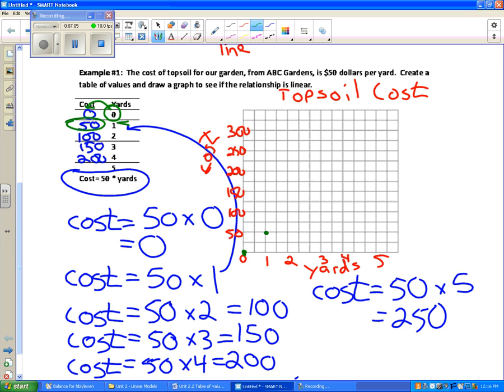I'm going to do the next one. So we've got a 2, but it's going to cost us $100. So I got 2 yards. I'm going to find that on my graph. I'm going to graph it. I've got 3 yards. It's going to be $150. I'm going to graph that.